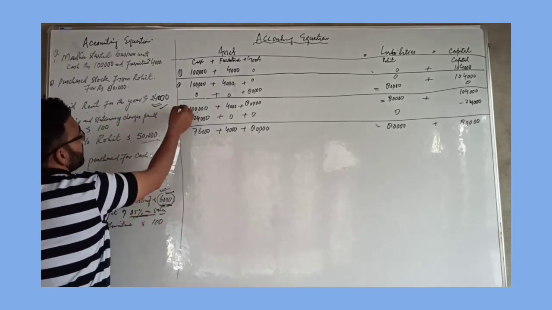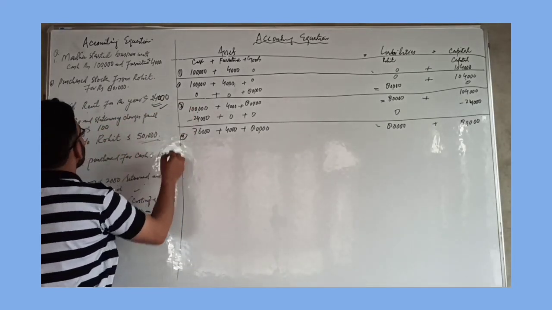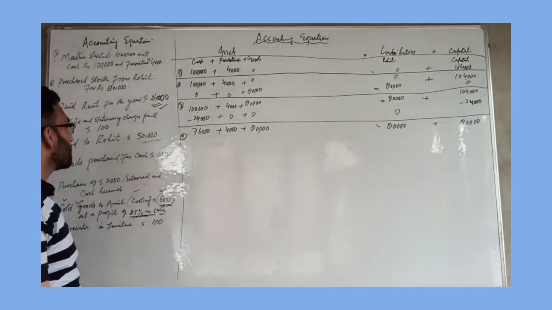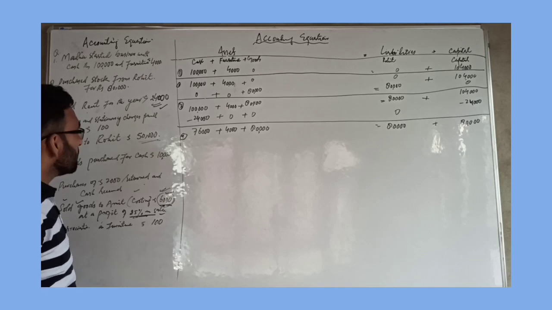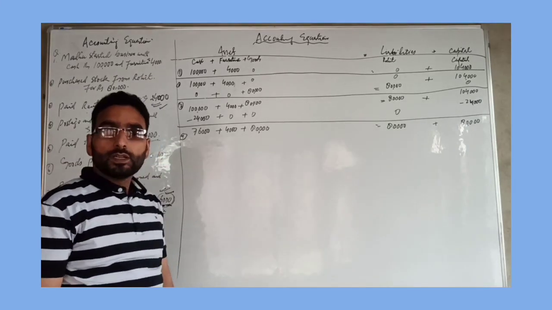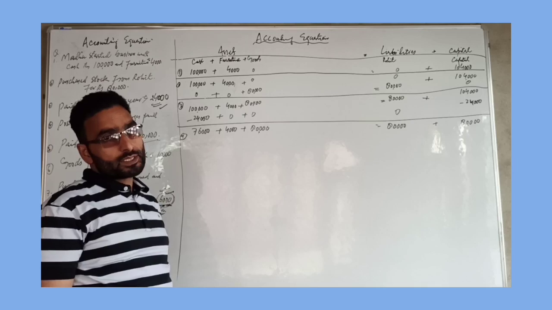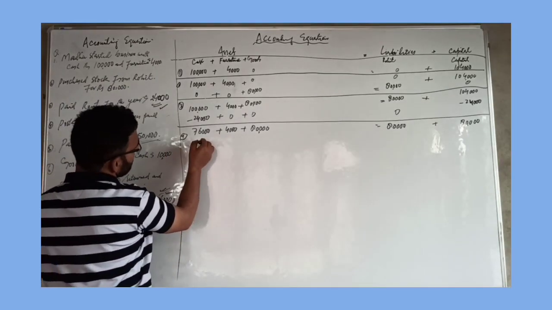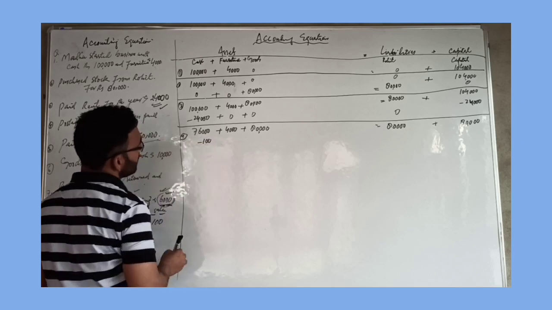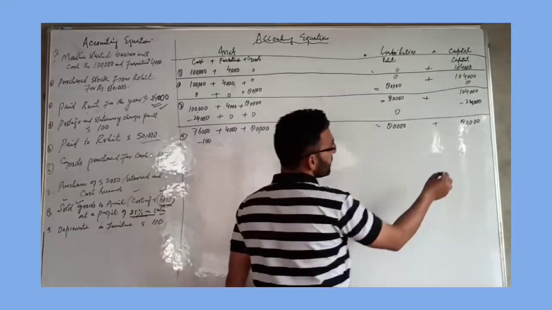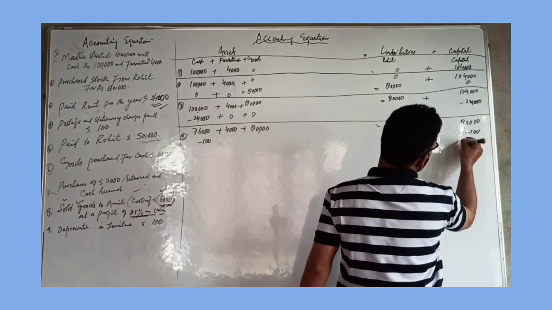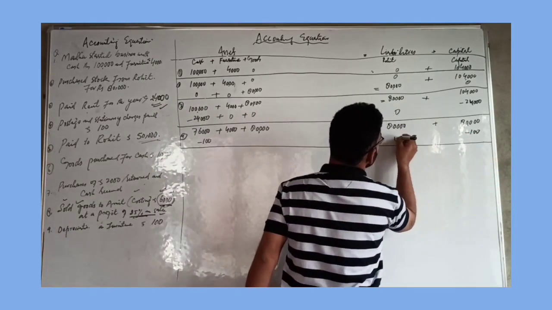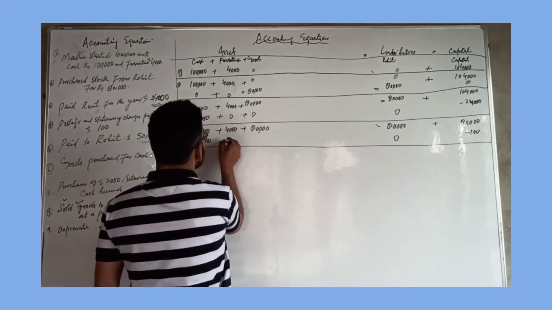Next point number 4. Postage and stationery charges paid rupees 100. This is also an expense here. 100 rupees has been paid for the stationery and postage charges. The cash has been paid here, so the cash reduces by 100 rupees. At the same time, the capital also decreases by 100 rupees. Other things remain the same, unchanged.